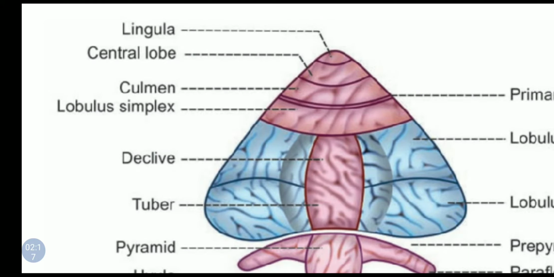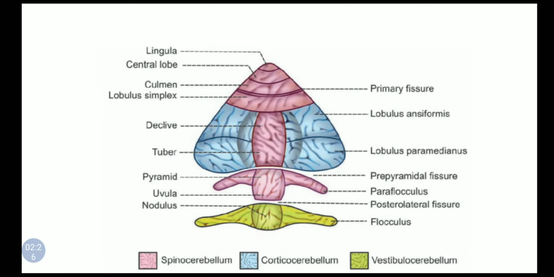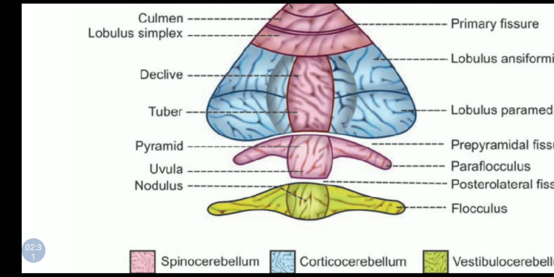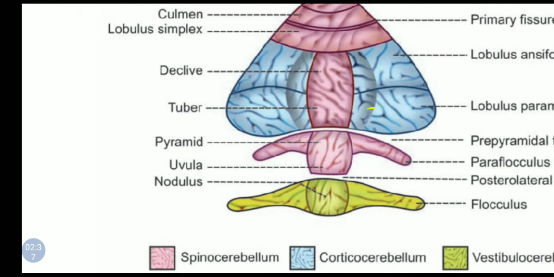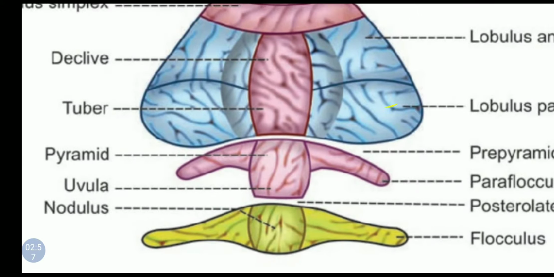These are the parts of vermis which are situated on the upper surface of cerebellum. Then the parts which are situated on the lower surface of cerebellum are called inferior vermis. Inferior vermis includes tuber. Here you can see this one is tuber, the next one is pyramid, then uvula, and next one is nodulus. So these are the parts of inferior vermis: tuber, pyramid, uvula and nodulus.